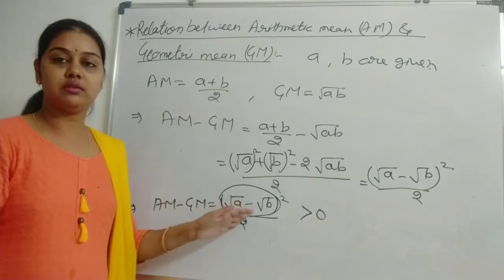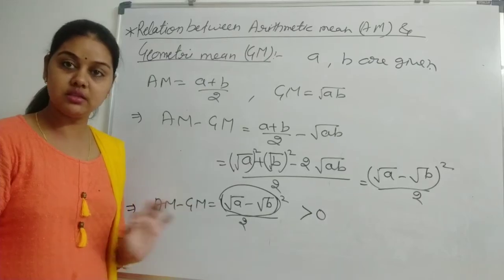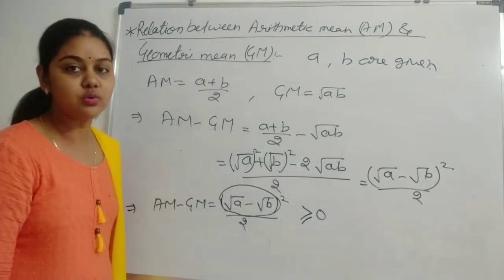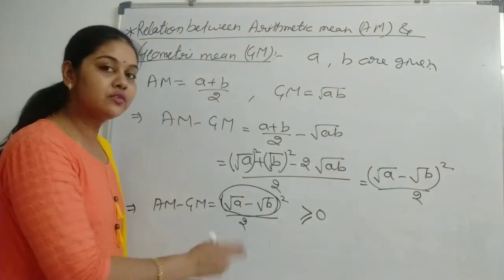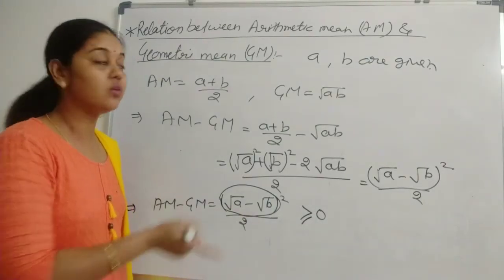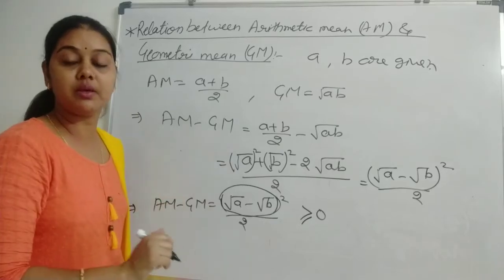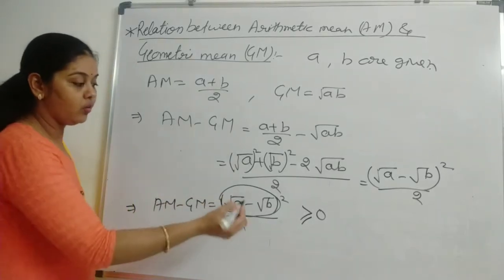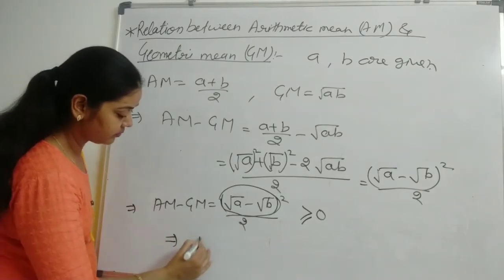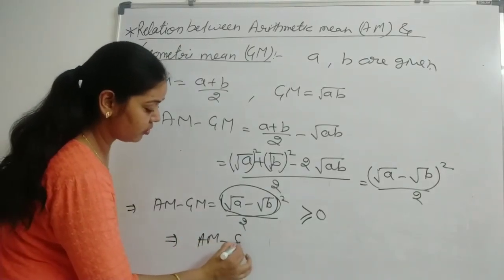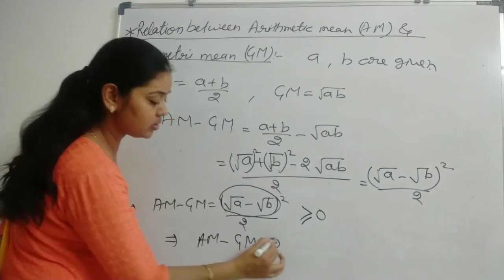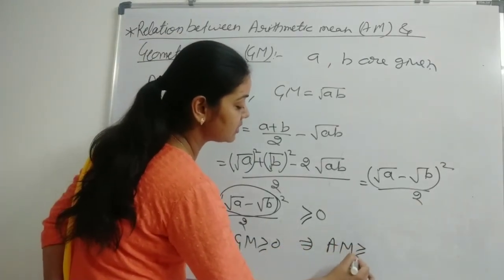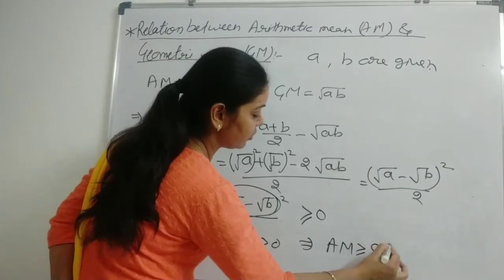And if the difference of these two terms is 0, then the square is again equal to 0. And the difference will only be 0 if both the numbers A and B are equal, otherwise not. So what we get here is arithmetic mean minus geometric mean is greater than or equal to 0. It means arithmetic mean is always greater than or equal to geometric mean.